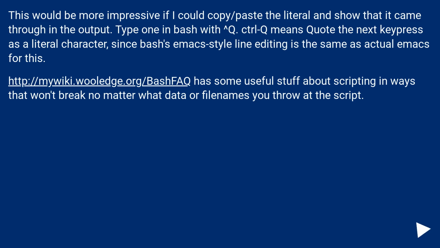This would be more impressive if I could copy/paste the literal character and show that it came through in the output. Type it in bash with Ctrl-V or Ctrl-Q. Control Q means quote the next keypress as a literal character, since Bash's Emacs style line editing is the same as actual Emacs for this. This URL has some useful stuff about scripting in ways that won't break no matter what data or file names you throw at the script.